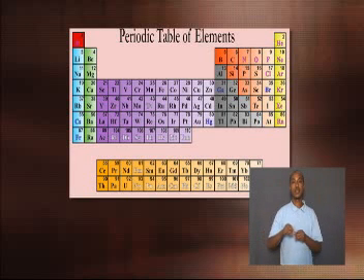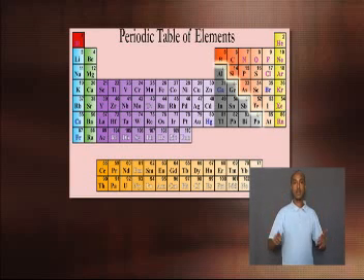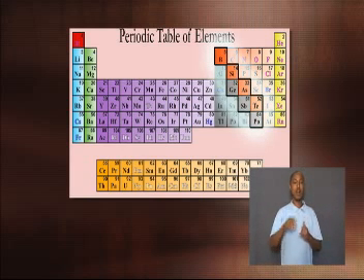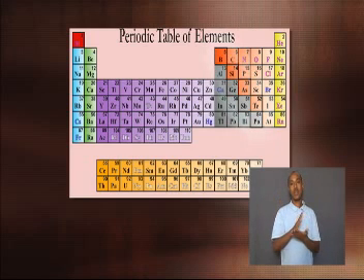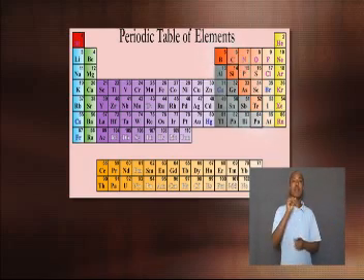Students, as you can see here, metals and non-metals are separated on the periodic table by a stair-step diagonal line. The elements that are near this border are known as metalloids. The metals are on the left side of the borderline, and the non-metals are on the right side.